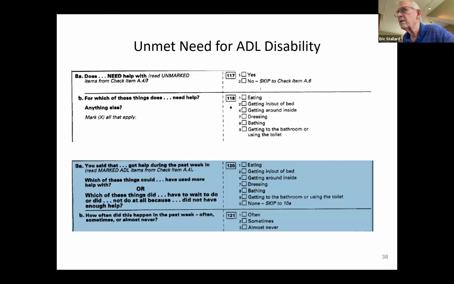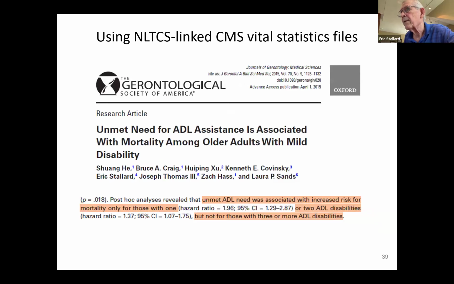Unmet need. I said there's lots of measures. Here's an example. Question 9 was introduced in 1994, and we find out if people don't get help, do they need help? Or if they do get help, do they need more help? So you have different ways of picking that up. And this is very significant because you can get this in 2004, following into a very extensive set of CMS data.